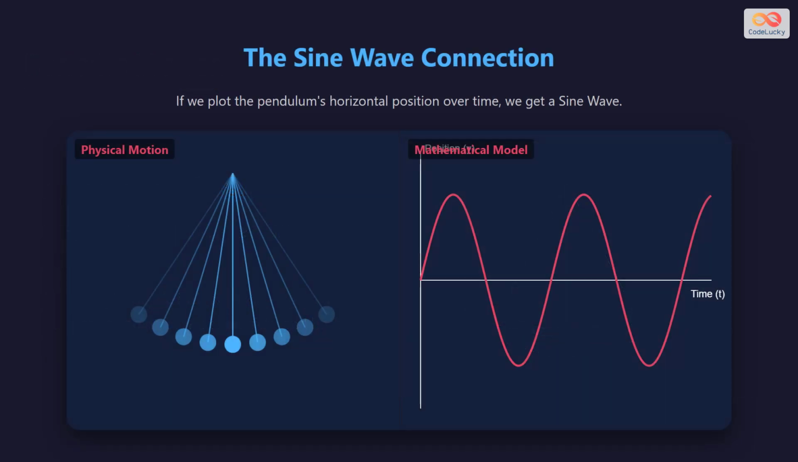Here is the fascinating connection. If we were to track the horizontal position of the pendulum as time passes, the graph would look exactly like a sine wave. On the left, you see the physical swinging motion. On the right, we plot that position against time. The resulting curve is smooth, repetitive, and symmetrical, just like the sine function.